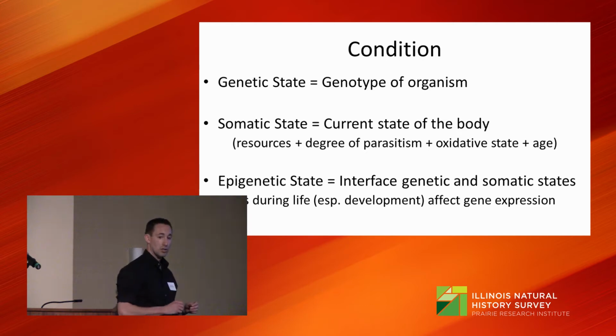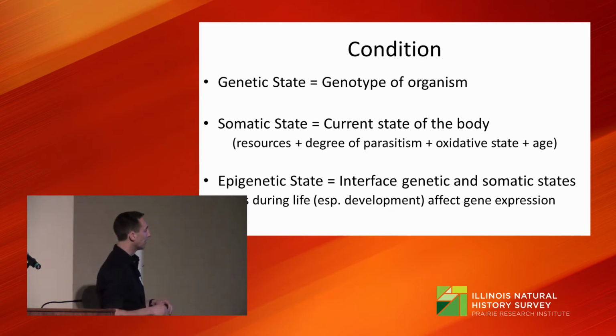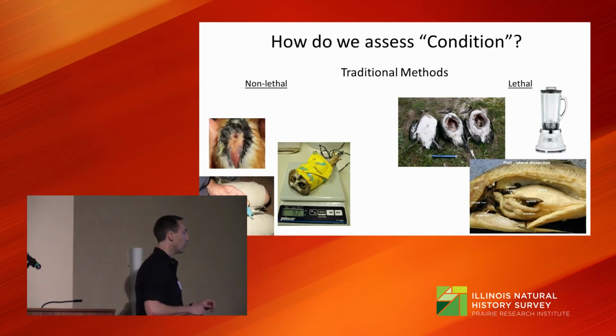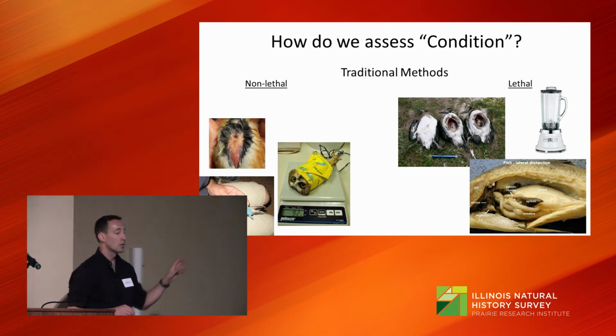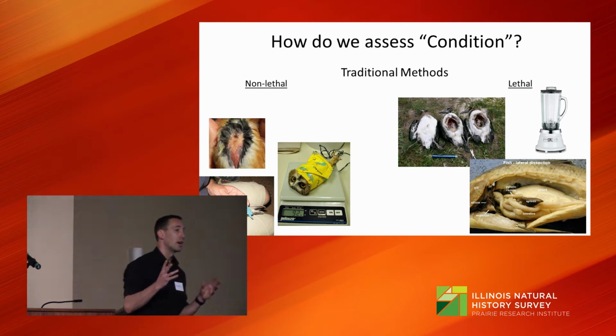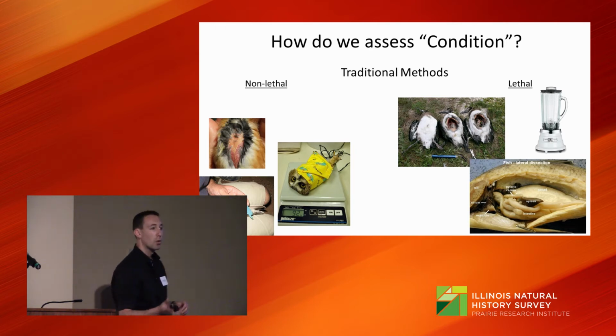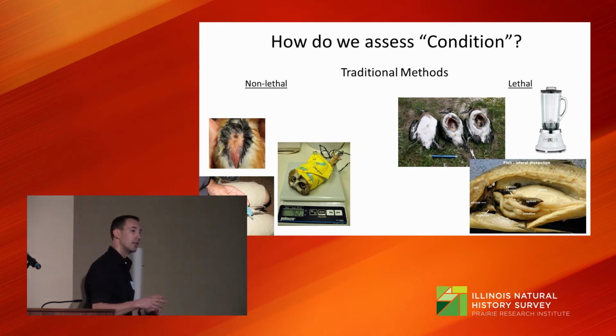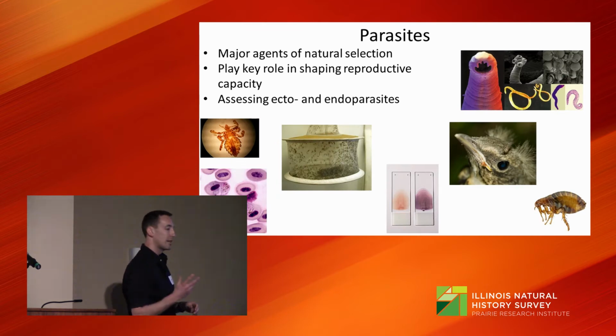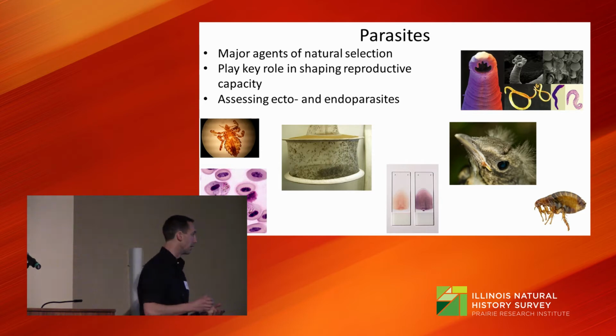Now, to assess condition, a lot of researchers use low-resolution measures like a visual fat score estimate or some residual of body mass over a skeletal feature. Or you can use terminal sampling, but that may not always be desired or optimal. A lot of researchers have begun incorporating parasite measures into their assessments for condition. And assessing ecto and endoparasites can provide information on condition at both the individual and the population level.